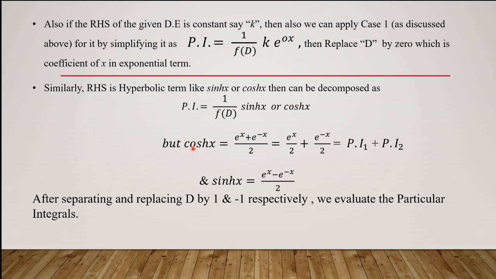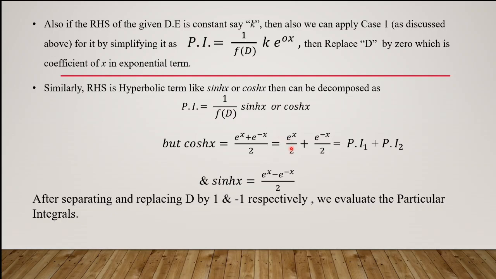What is the definition of cos hx? It is expressed as e to the power x plus e to the power minus x upon 2. Separated, e to the power x upon 2 plus e to the power minus x upon 2. Call this PI1 plus PI2. Sin hx is written as e to the power x minus e to the power minus x upon 2. So PI will now become PI1 plus PI2. In PI1 what remains? e to the power x by 2 multiplied by 1 upon f of d.